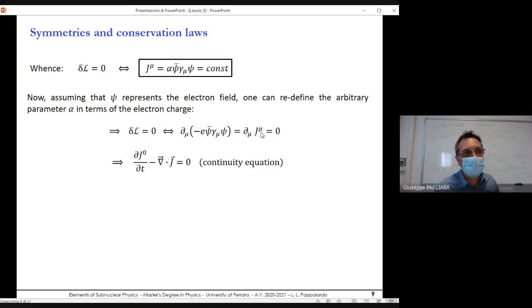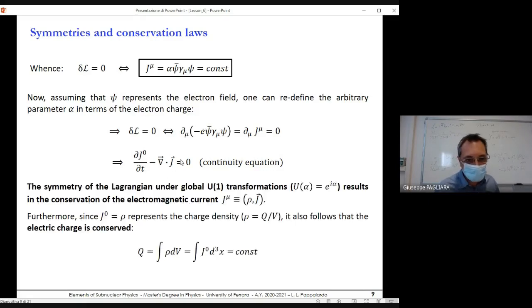Where the conservation of the four-current implies essentially that all these objects here must be equal to 0, where we have a charge density, which is the 0 component of the current, and the 3-vector current. So the symmetry of the Lagrangian under the global U(1) transformation results in the conservation of the electromagnetic current. Furthermore, since the 0 component of the electromagnetic current is just rho, the charge density, it follows that also the charge is conserved. Nothing more than what is given by the Noether theorem.